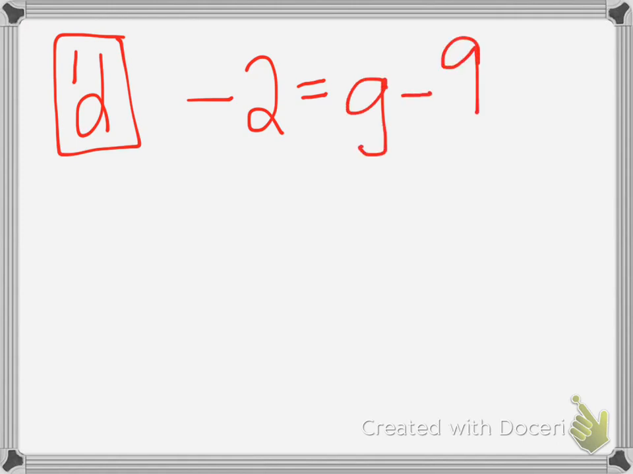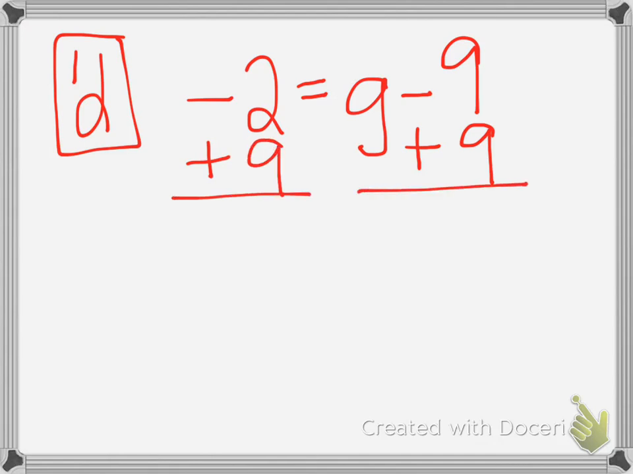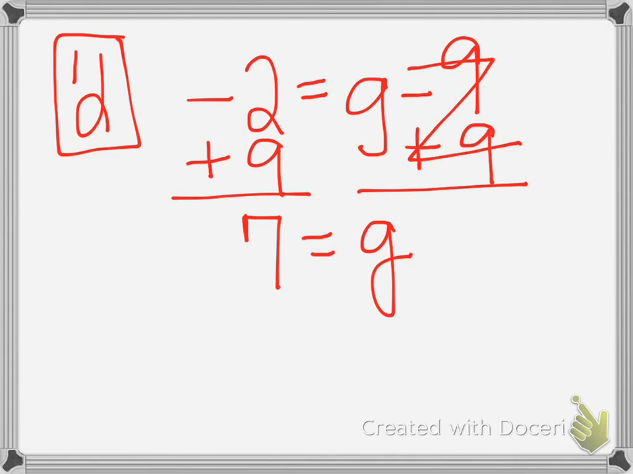Number 2 says negative 2 equals g minus 9. Now on this, remember, you've got to get rid of whatever's on the same side as your variable. So on the same side as my g, I've got a minus 9. So to undo that, I do the opposite. Plus 9 on both sides. On the left, I get a positive 7. On the right, I get g, and my negative 9 plus 9 zero out or cancel out. So my answer is 7 equals g.